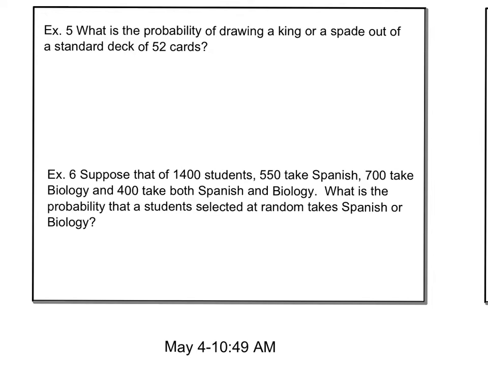So in order for us to find this, the first thing we have to think of is, what is the probability of drawing a king? How many kings are in a standard deck of cards? I believe there are 4 out of 52. That's my probability for a king. Then I have to add to that the probability of getting a spade, which is 13 out of 52, because there are 13 spades.